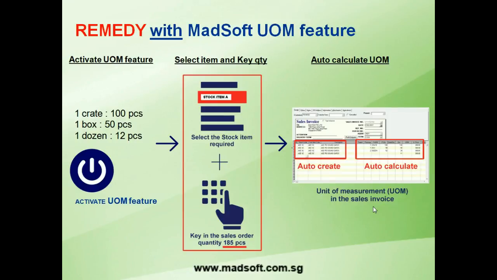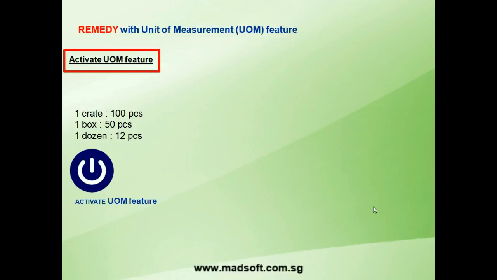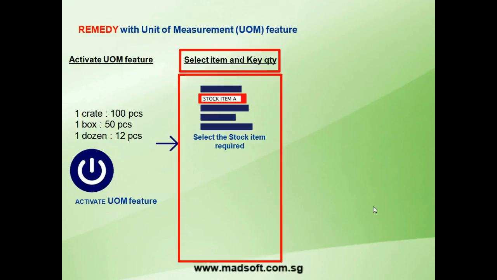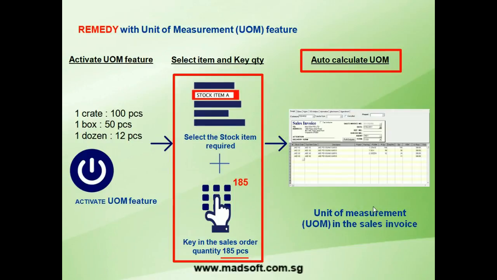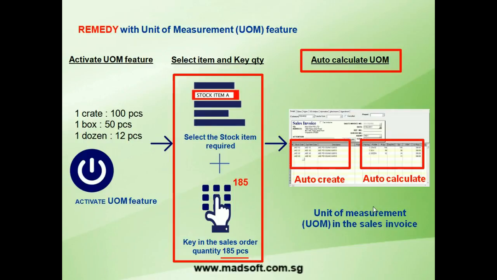To use the MadSoft UOM feature only requires 3 simple steps. Let's see the individual steps. Step number 1, you need to activate the UOM feature. Step number 2, you need to select the stock items and key in the quantity required. Step number 3, the system will auto-create and auto-calculate the UOM in the sales order. Now let's see the individual steps in the following video.